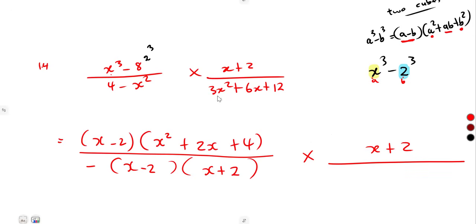Then we have 3x squared plus 6x plus 12, where 3 is the highest common factor between these three terms. We can factor out 3. So that's 3x squared divided by 3, which is x squared. 6x divided by 3, that's 2x. 12 divided by 3, that's a 4, like this.